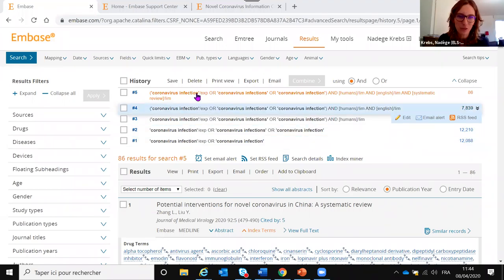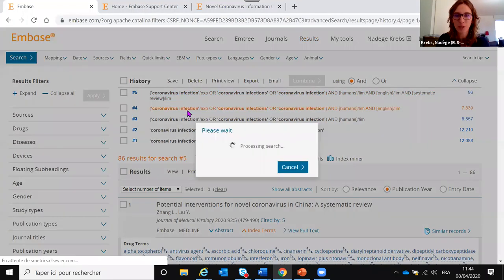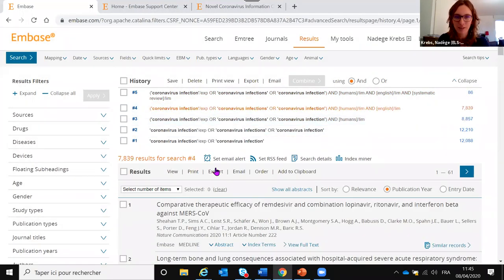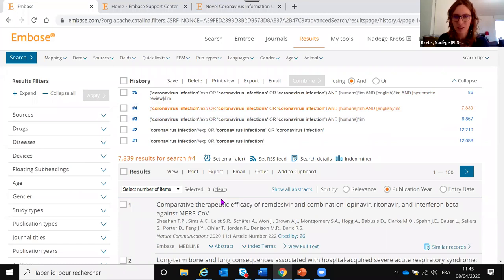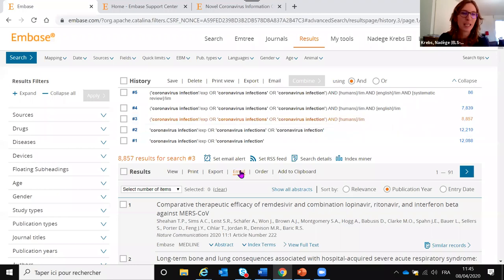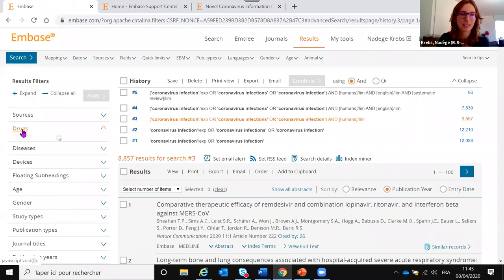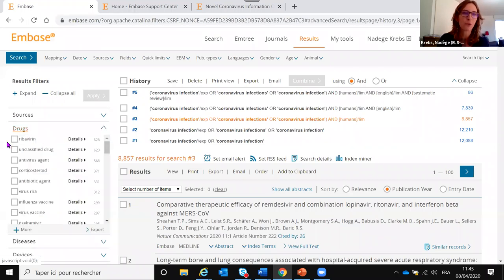Okay, so we can navigate through here through the different sections. So if I click on this one, it becomes orange. That means that I will have here in my results the 7,839 results. So let's say that I'm going to take this one here that was on coronavirus infections and humans. Here on the side, I have one tab that is called drugs, and that gives me an overview of all the drugs that are indexed in that bunch of articles about the topic.